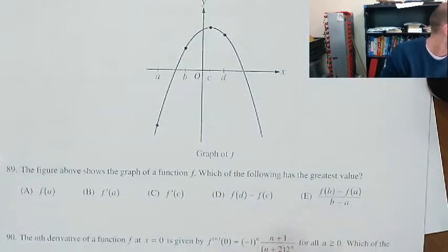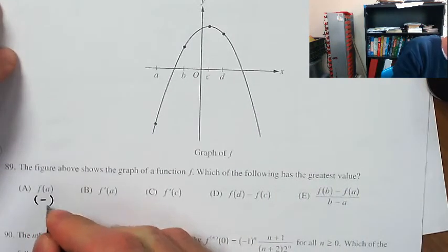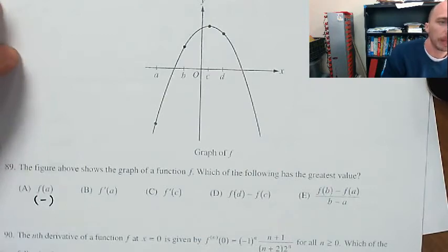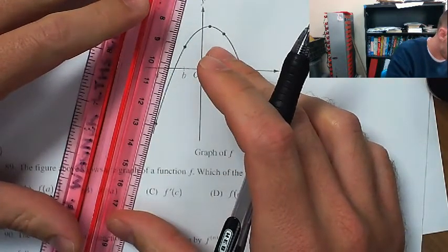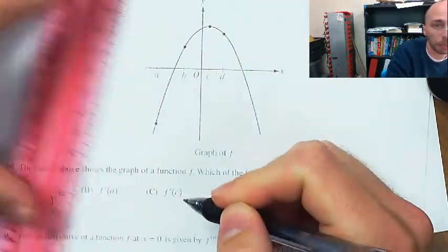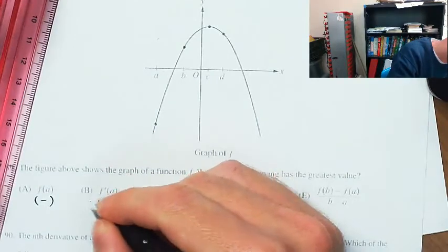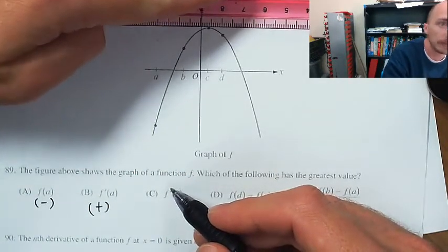All right, which of the following has the greatest value? We've done this problem. It's been a long time, though. So f of a, that's a negative number, so I can't think that's going to have the greatest value. F prime of a is pretty steep. That's the slope of that tangent line. It's pretty steep. Yeah, that's definitely positive. F prime of c, that's the slope at c. That's going to be 0, right?